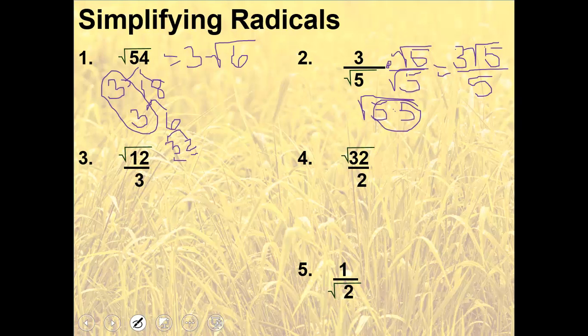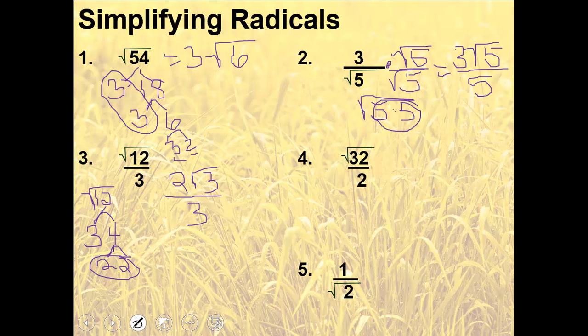All right, now I have the square root of 12 over 3. So I'm going to look at the square root of 12 first, and I'm going to divide by 3, and I get 4, and divide by 2, and I get 2, and there's my perfect pair there. So I get 2 square roots of 3 over 3.